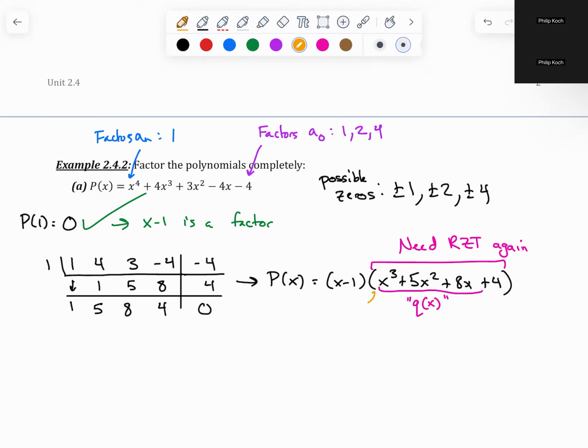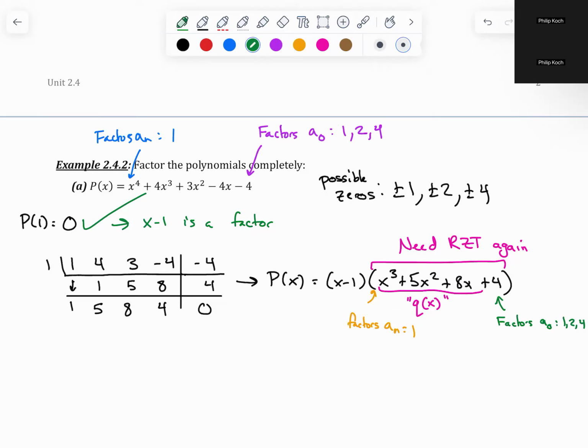So factors of a sub n are just 1, and the factors of a sub 0 are 1, 2, and 4. Just like last time, luckily. That's just a fluke that happens. Sometimes it ends up being the same. Most of the time it doesn't.